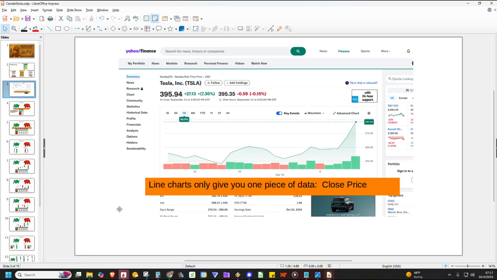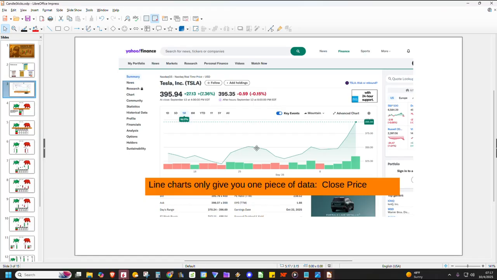Okay, let's talk about why candlesticks. First off, here's an example of a typical line chart, if you went over to Yahoo Finance and typed in Tesla, you'd get a basic line chart. For whatever time period you select, it shows you only one piece of data, which is the close price. If you pick a daily chart, it would be the close price for the day. If it's hourly, it would be the close price for the hour. The point is, it gives you just one point, the close price. And that's great, but it doesn't tell you much.